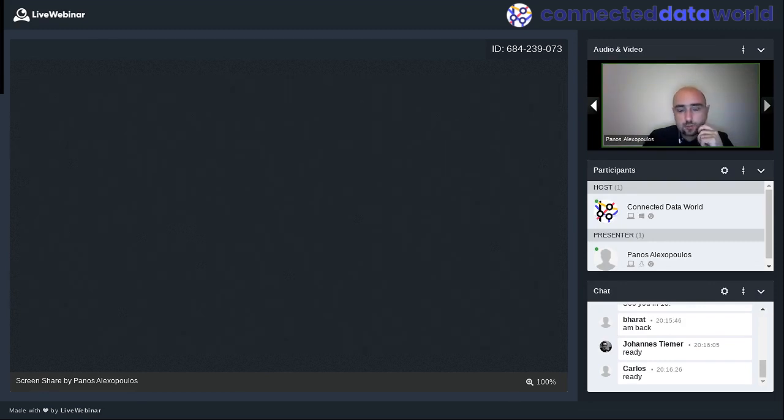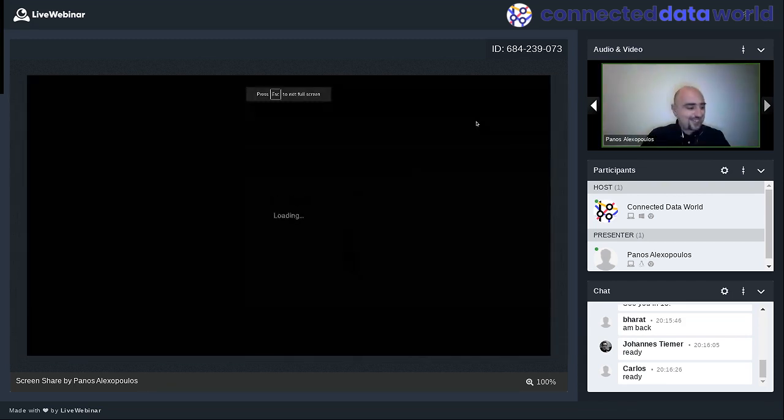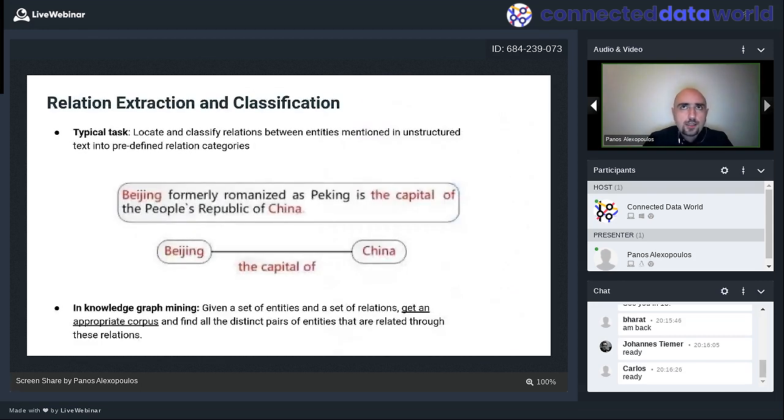Okay, so a graph is not a graph if it doesn't have relations, right? So the question that we're going to tackle now is how can we identify in an automatic way relations between the terms and the entities that we have discovered from the previous step. So again, in the typical NLP literature, the task is defined as locating and classifying relations between entities mentioned in unstructured text into predefined relation categories.